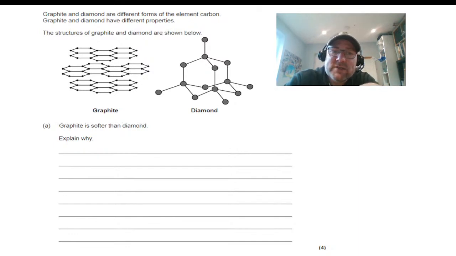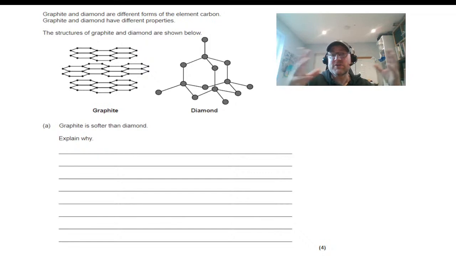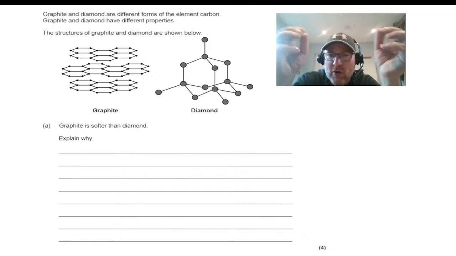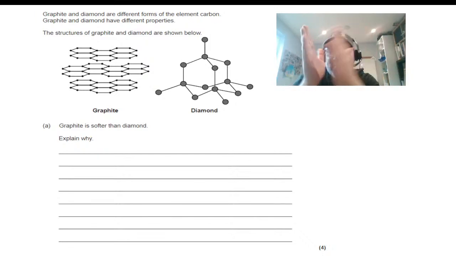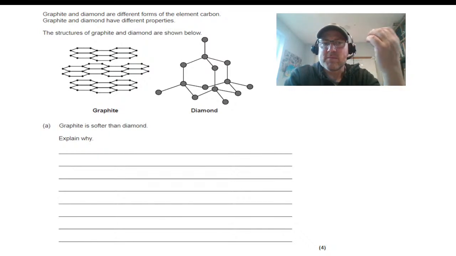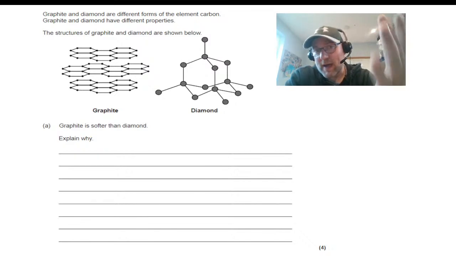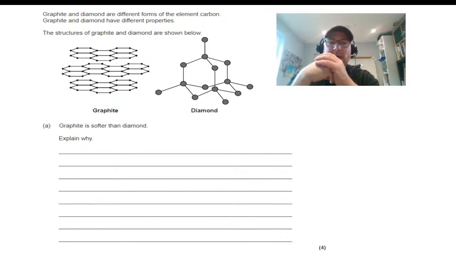Explain why graphite is softer than diamond. Okay, this is something you just need to know. They're both giant covalent structures. They're both made of carbon, so they have strong covalent bonds. The bond between the carbon atoms is almost identical in strength. The bonds in graphite are almost as strong as the bonds in diamond. It's the same covalent bond between two carbon atoms.